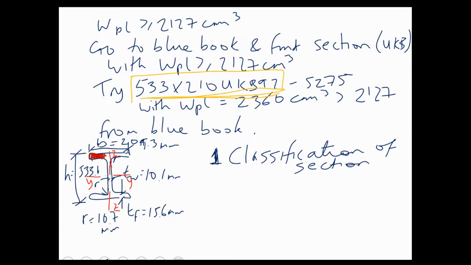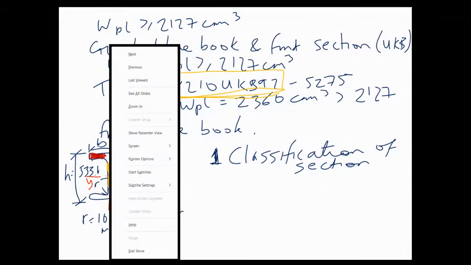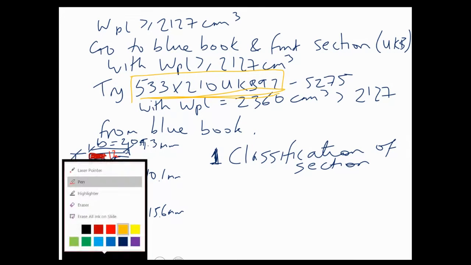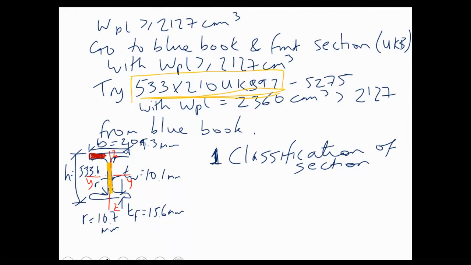Another place that I'm going to classify will be the web itself. The web may also end up having some local buckling in it. So they're the two key places where I need to check the section for local buckling.